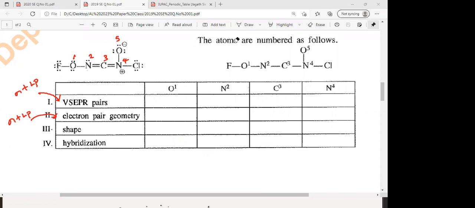Oxygen, how many pairs? Look at the screen, I'll highlight. Oxygen has 4 pairs, no? Why? 2 lone pairs and 2 sigma bonds. So I'll write 4 here, 4 pairs. Electron pair geometry: tetrahedral.